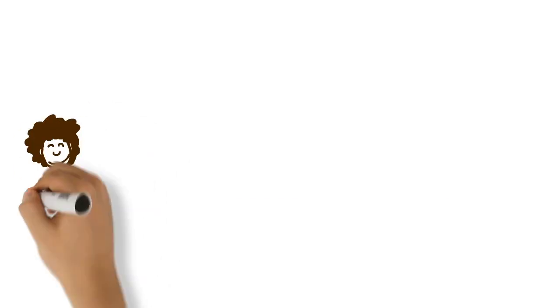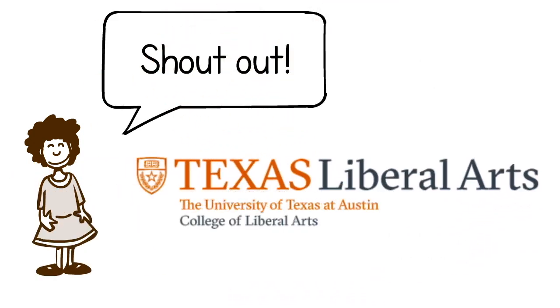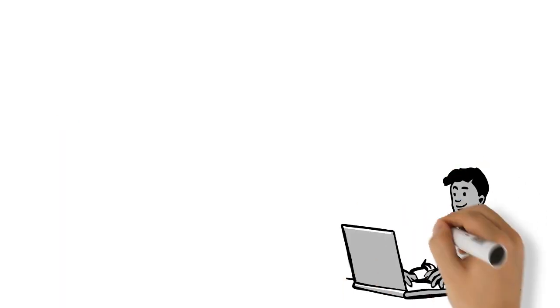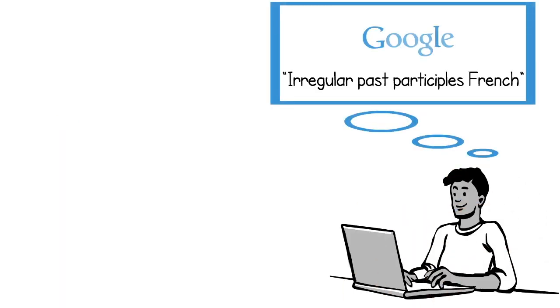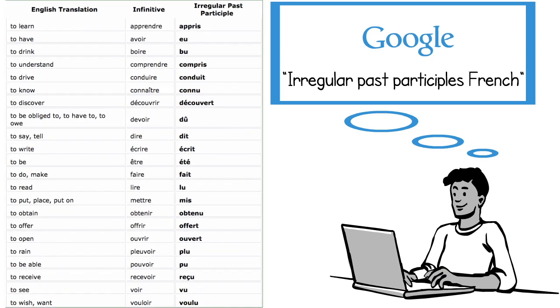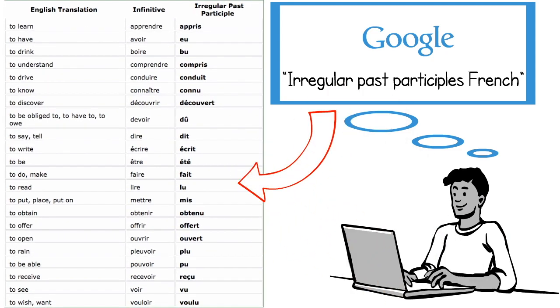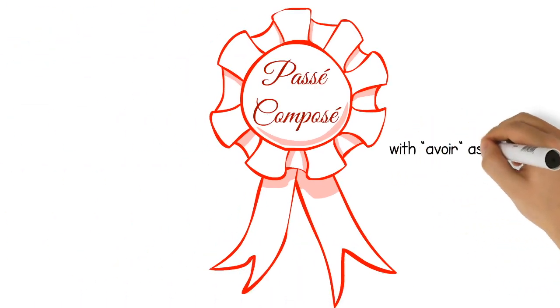Before we go, here's a quick shout out to the University of Texas. Their liberal arts webpage makes it so that we can see all of their irregular past participles just by Googling that term and the word French. Because, hey, no one memorizes all of these on the first try. So that's it. You've learned about the Passé Composé using avoir as the helping verb.